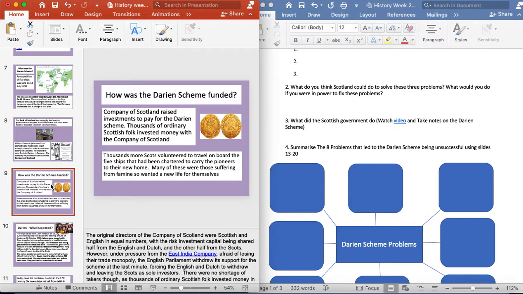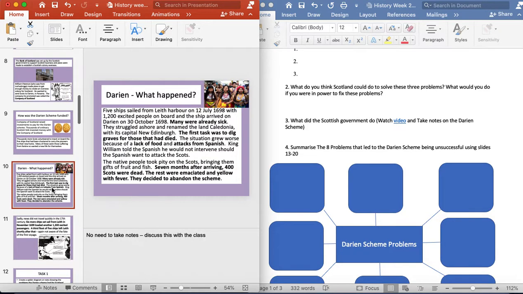Everything was looking really good. They were going to go to Panama and sort things out, have their own colony, and get a hold of some of this money that all the other European powers were starting to get into. All right, so 5 ships sailed from Leith Harbour, 1698.